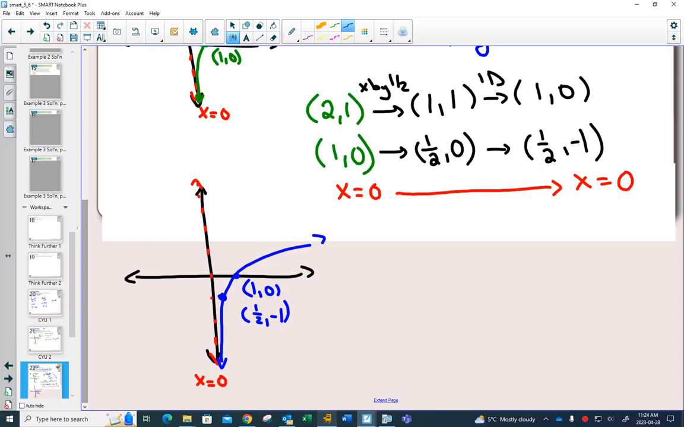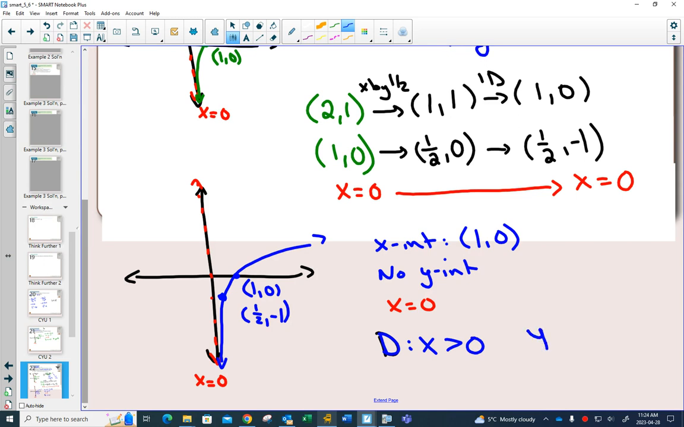Finally, in part C, it says identify the intercepts. So we have an x-intercept at 1, 0. No y-intercept. The equation of the asymptote is still at x equals 0. And the domain and the range. X is bigger than 0. And the range is everything.